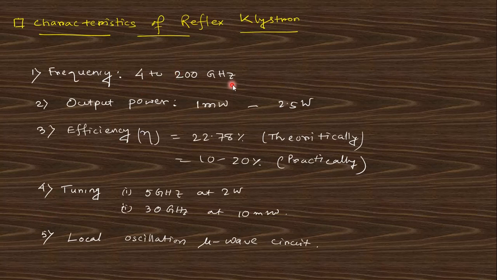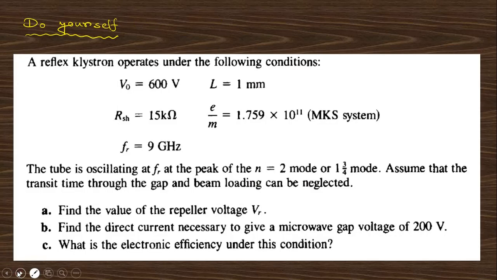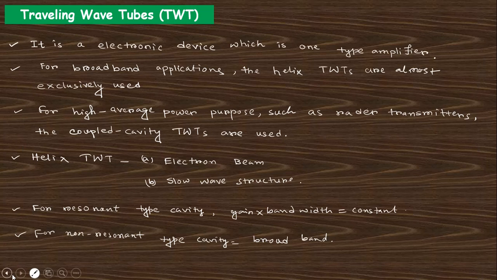You can see here the frequency range, this is the output power range, this is the efficiency, this is the tuning, and the local oscillation microwave circuit will be used at the reflex klystron. Next one, this is the question, do this question yourself. Next one is the traveling wave tubes.